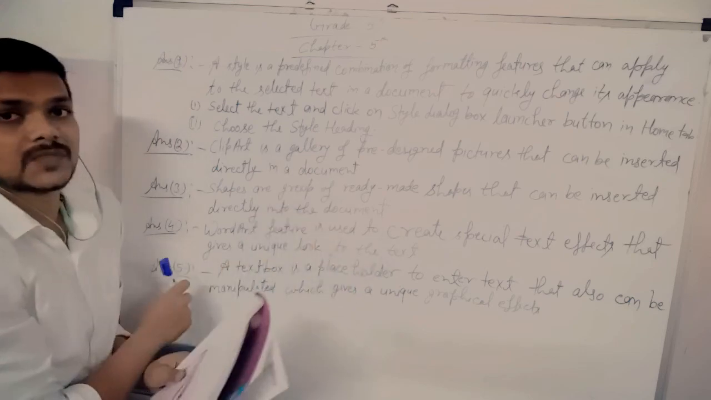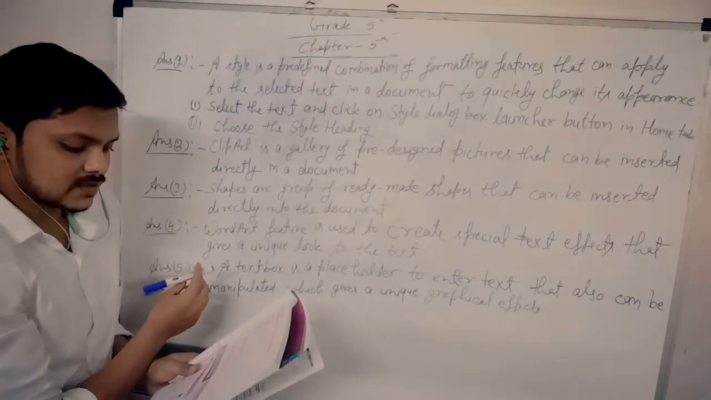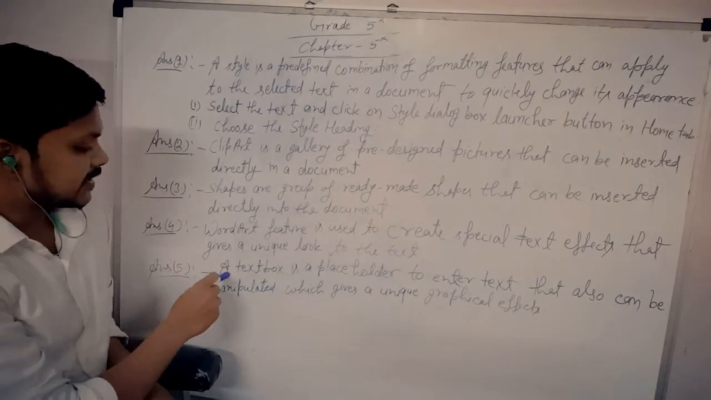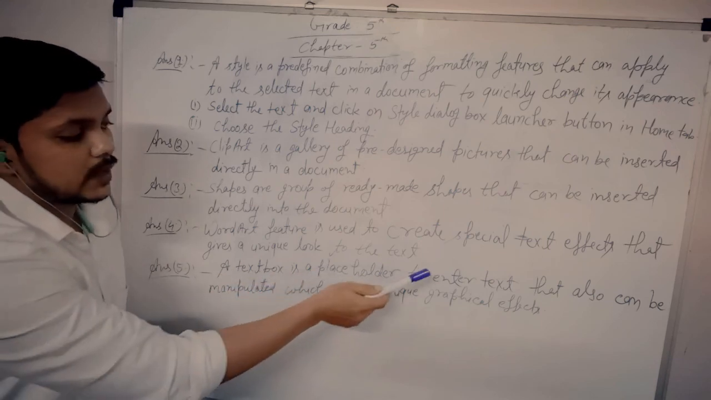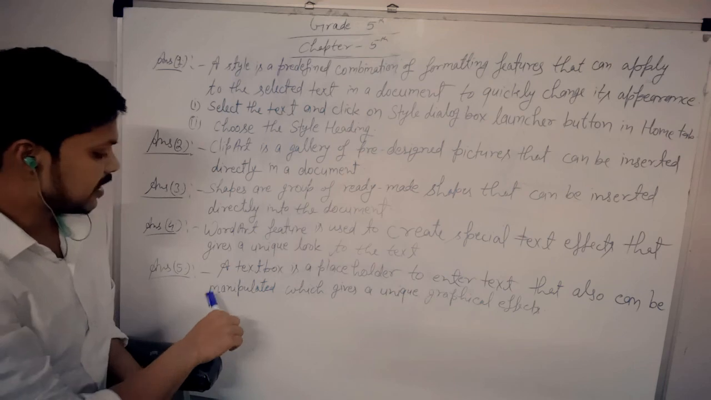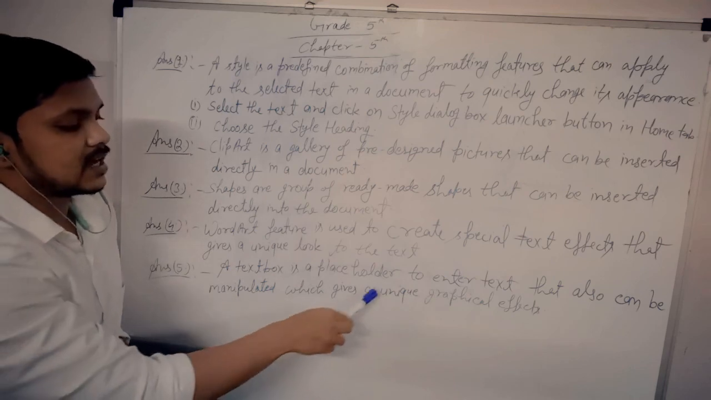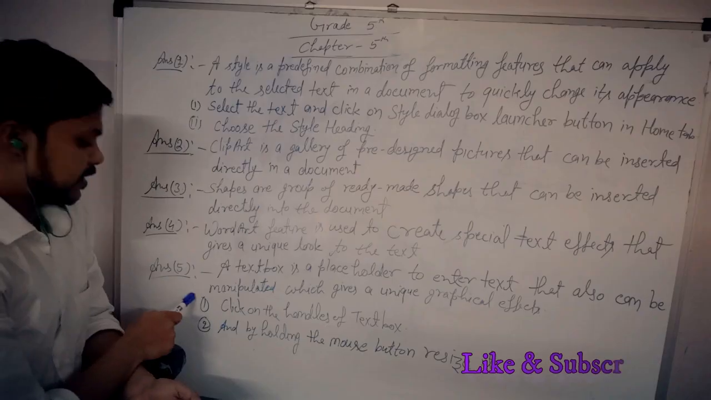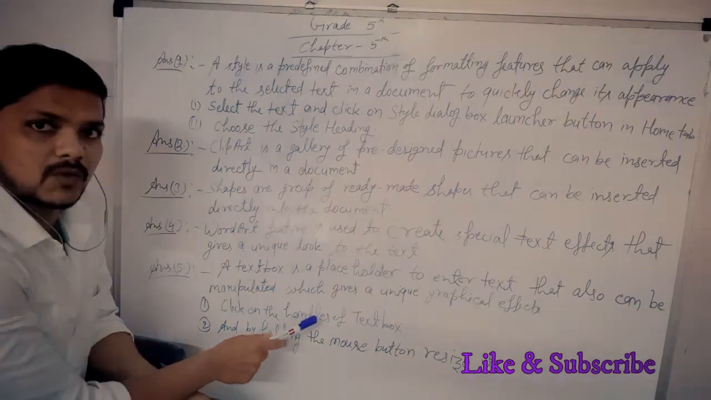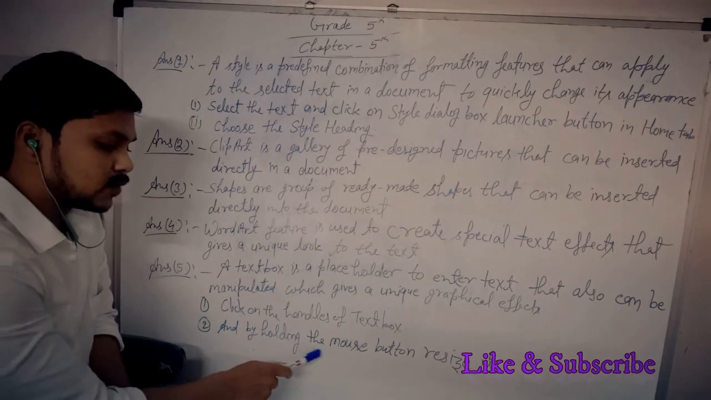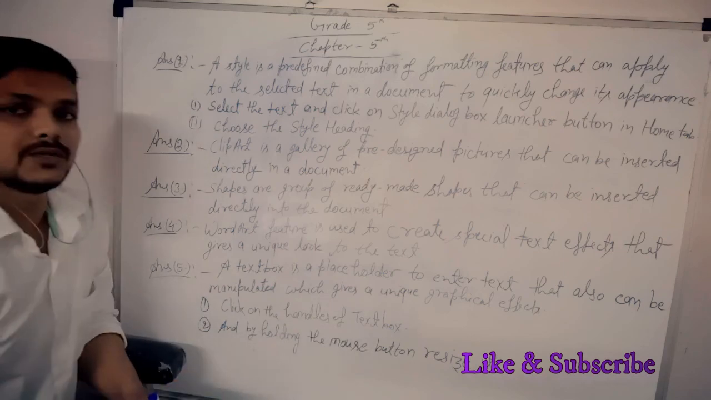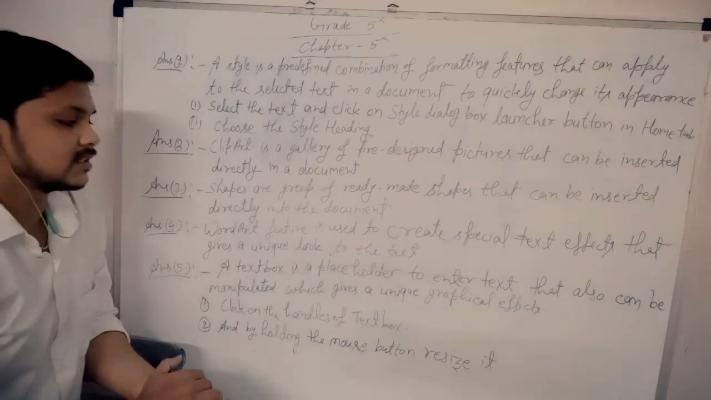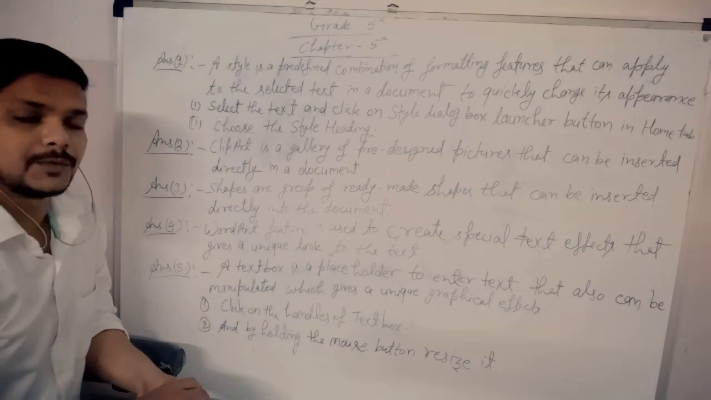The last question is, what is a text box and how can you resize a text box? The answer is, a text box is a placeholder to enter text that can also be manipulated, which gives unique graphical effects. How will we resize it? First, click on the handles of the text box and, by holding the mouse button, resize it according to our need. Now the exercise and question answers of this chapter are completed, and the next chapter we will do in the next video.